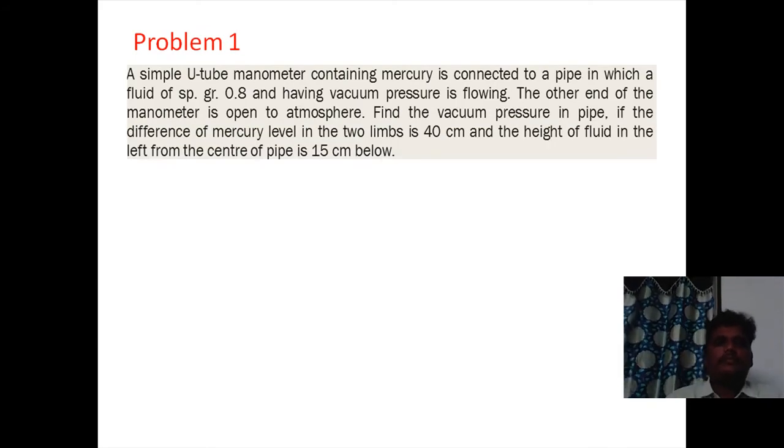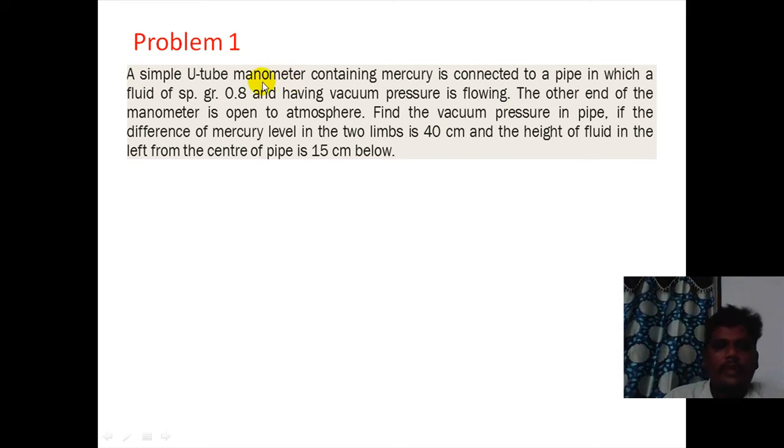Now in these problems, a simple U-tube manometer is given. A simple U-tube manometer containing mercury is connected to a pipe in which a fluid of specific gravity 0.8 and vacuum pressure is flowing. The other end of the manometer is open to atmosphere. Find the vacuum pressure in the pipe if the difference of mercury level in two limbs is 40 centimeter.